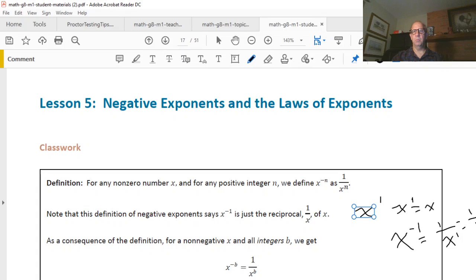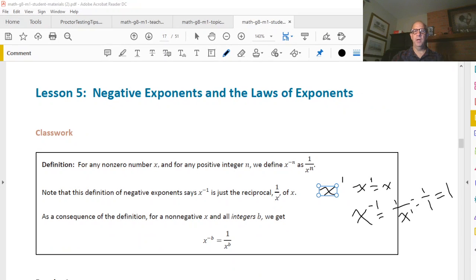So 1 is that special number that works no matter what. I went off the side of the page, right? 1 to the negative 1 is the inverse. That means 1 flipped upside down, it's still 1. So 1 over 1 to the first power should be 1 over 1, which still equals 1. So it works with this, so we're hoping it's true.